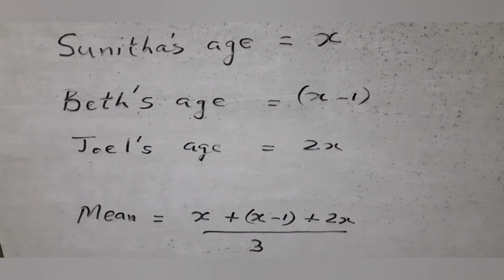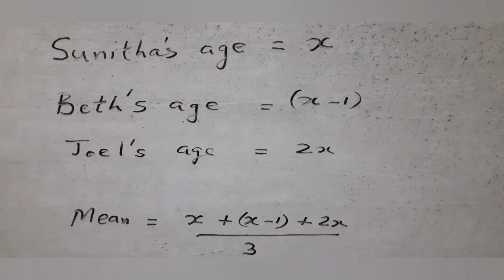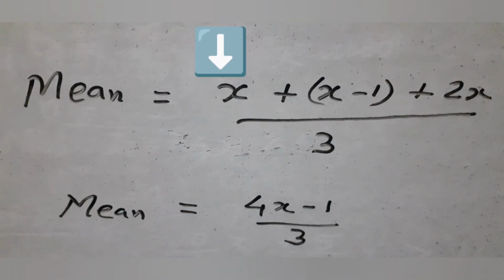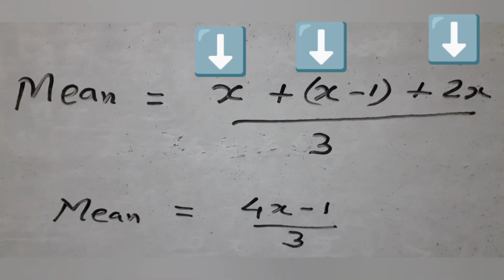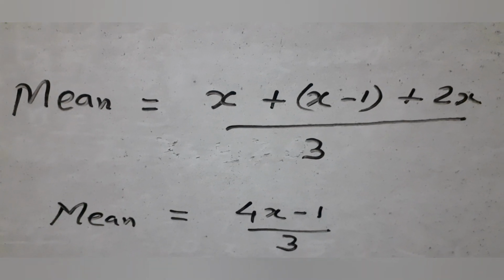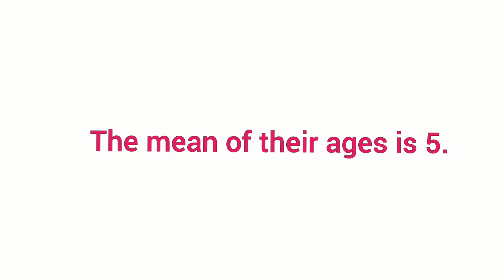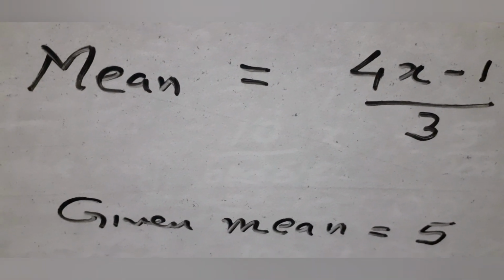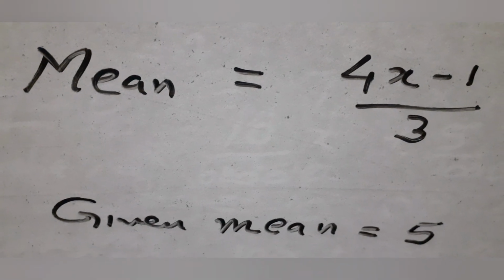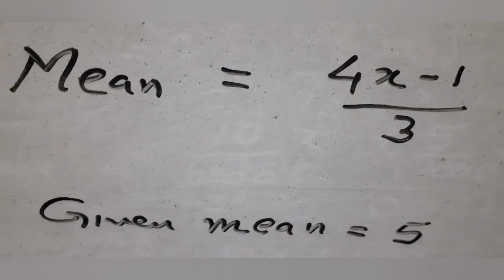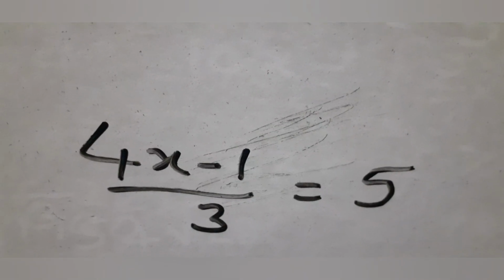To add the ages, we first identify the like terms. x plus x minus 1 plus 2x. This gives 4x minus 1, the whole divided by 3. We equate this expression to the given mean age, which is 5. So 4x minus 1, the whole divided by 3, equals 5.